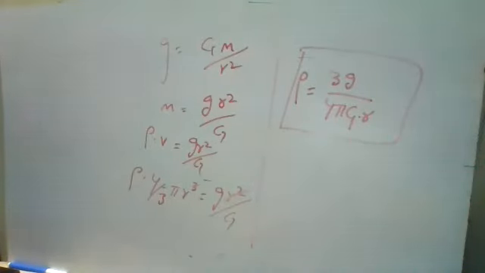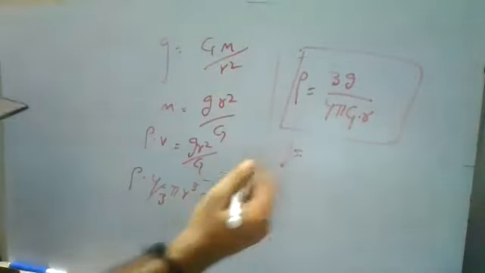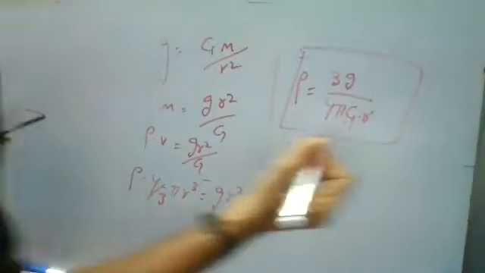Okay. Now, this is one of the relations, and in the other, small g is nothing but G M by r square. This is one more relation.